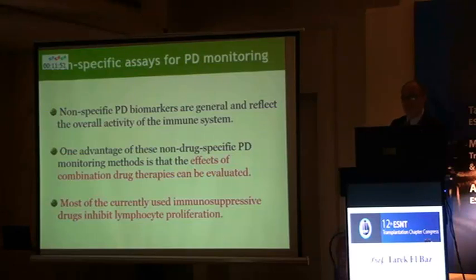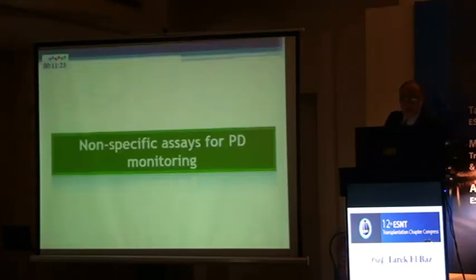So generally speaking, if you have no proliferation of the T cells, it means your patient is adequately immunosuppressed, but you cannot really say at this stage that it is due to deficiency or inappropriate actions of a particular immunosuppressant. Most of the currently used immunosuppressive drugs are inhibiting lymphocyte proliferation, so that's why this is a valuable tool in this context in particular.